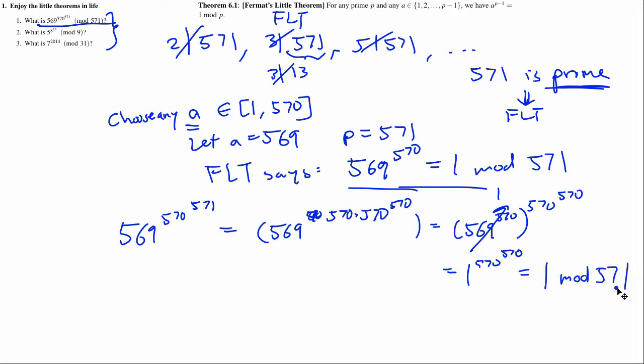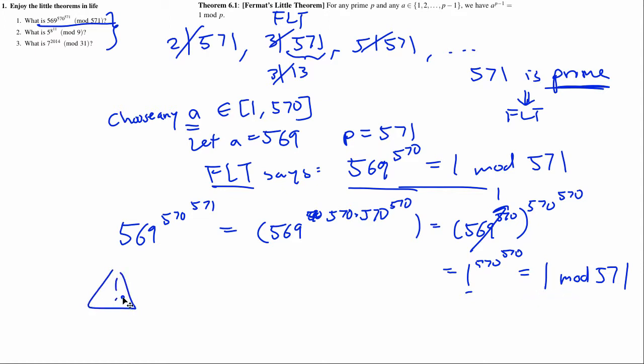So we use two beautiful facts, one from the FLT and another from the fact that 1 to any power is 1. Excellent. So that is how you use the powerful Fermat's little theorem to solve part 1.